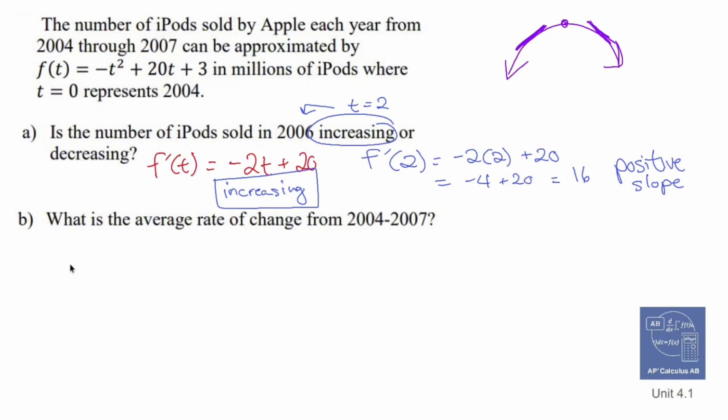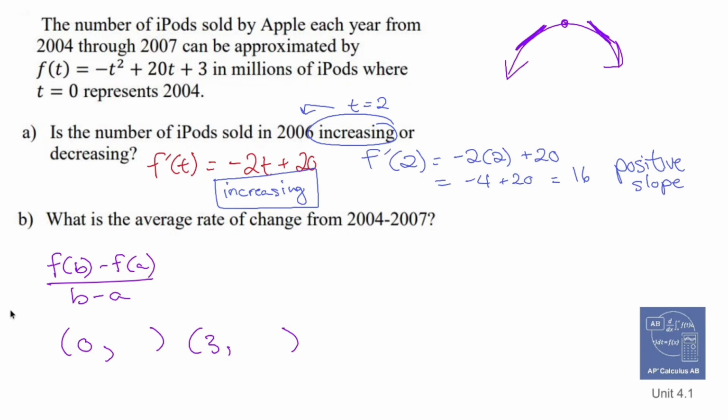So I'm going to use the average rate of change formula, which is f of b minus f of a over b minus a. The frustrating thing here is I don't have any information except for the fact that I can find out what my years are. All right? 2004 is the year 0, which means 2007 is going to be 3 years later, the year 3. Now, do I have my y values? Do I have my f of a and f of b?